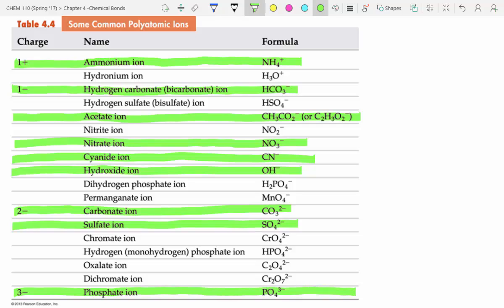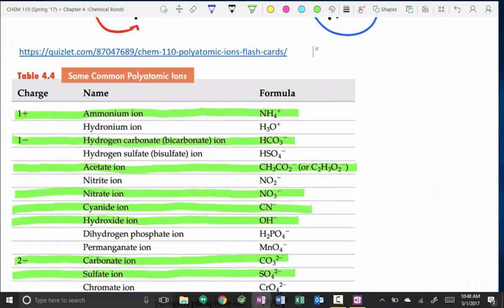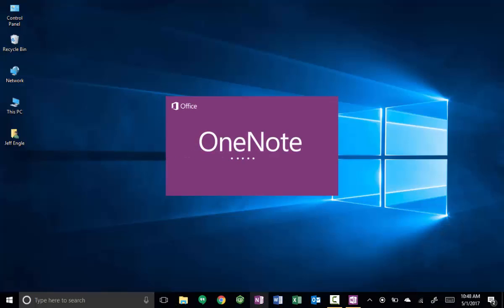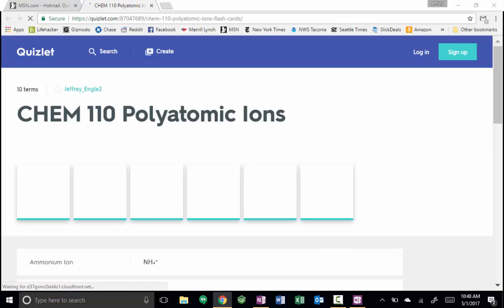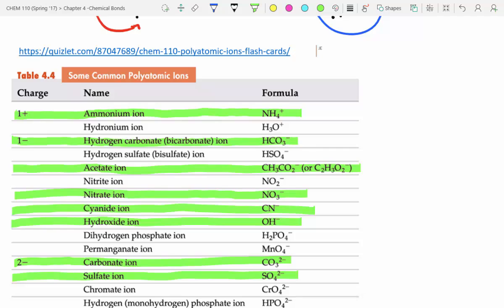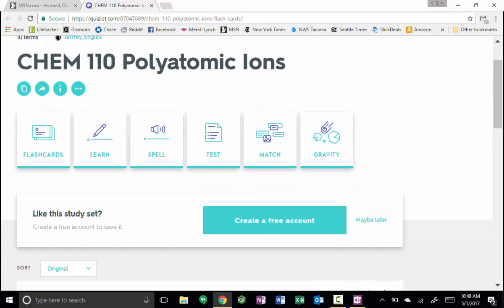I know these are a lot to remember, and so what I've done for you guys is I've made something called a Quizlet game. Has anybody used Quizlet before? So Quizlet is pretty nice. Let me pull this up. Quizlet is basically an online flashcard game, and I'll show you guys briefly how it works. So if you open up the link, it says Chem 110 polyatomic ions. You've got a couple different things you can do. One of them is flashcards.